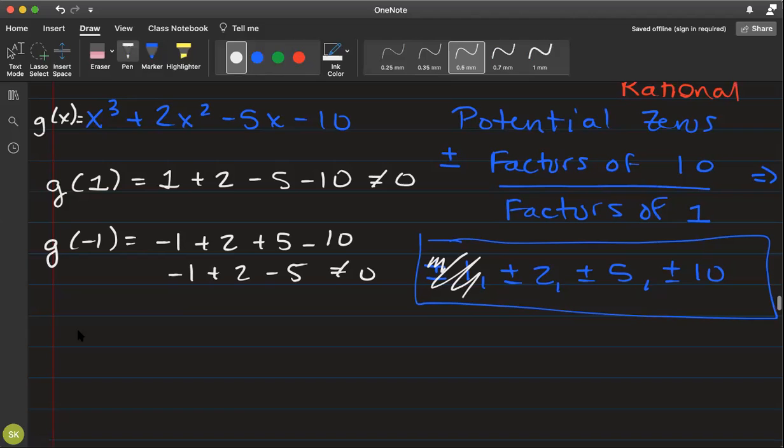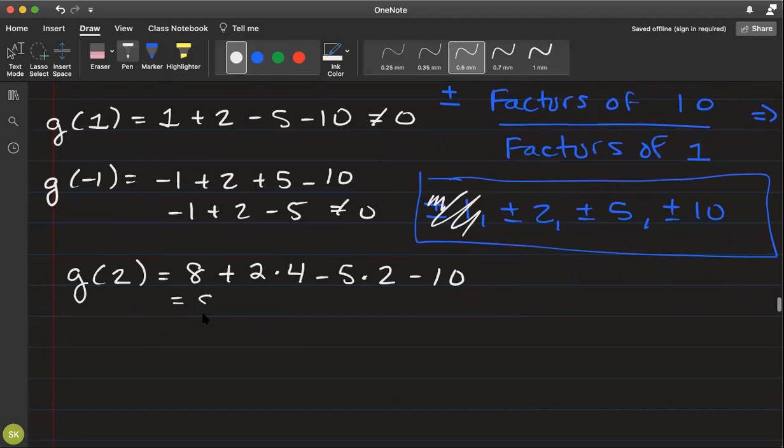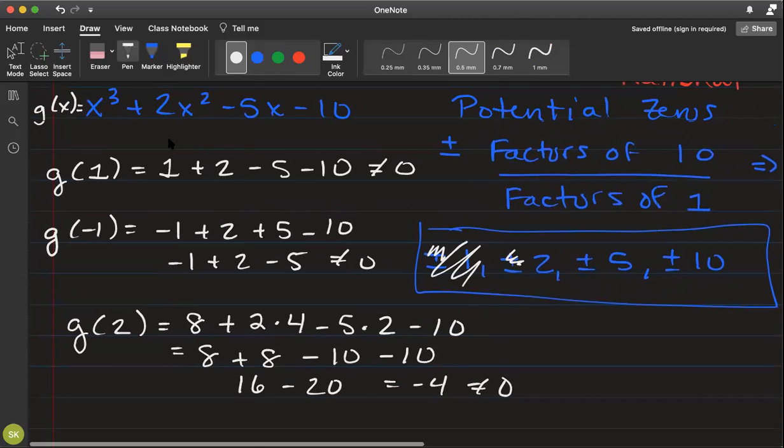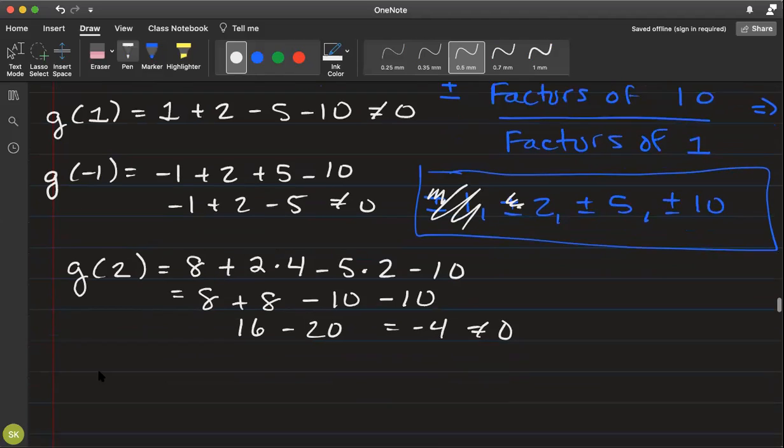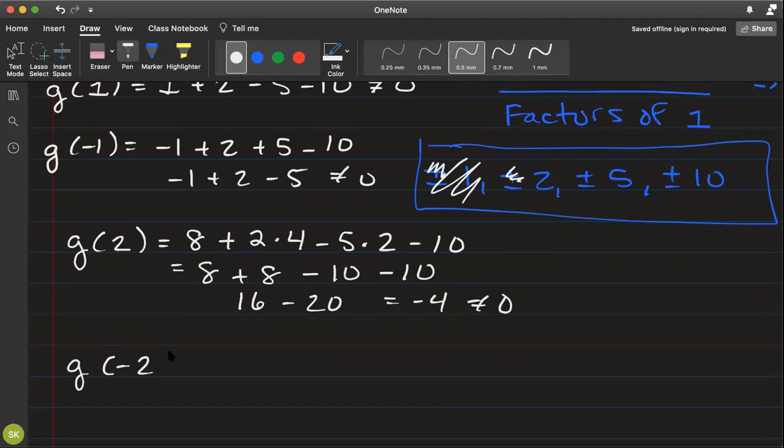Okay, let's try 2. G of 2 is equal to 2 cubed is 8 plus 2 times 4 minus 5 times 2 minus 10. Let's simplify that. That's 8 plus 8 minus 10 minus 10. So that's 16 minus 20, which is -4. That's not 0. So +2 doesn't work. Okay, let's try -2.